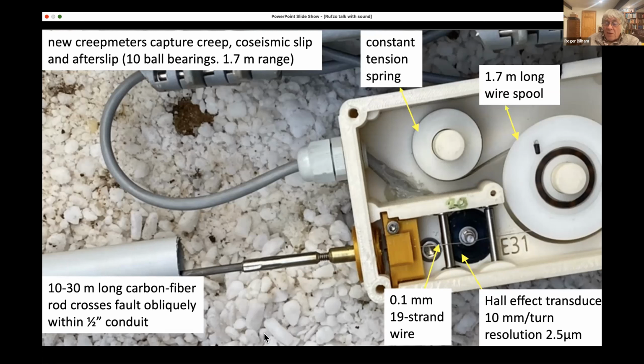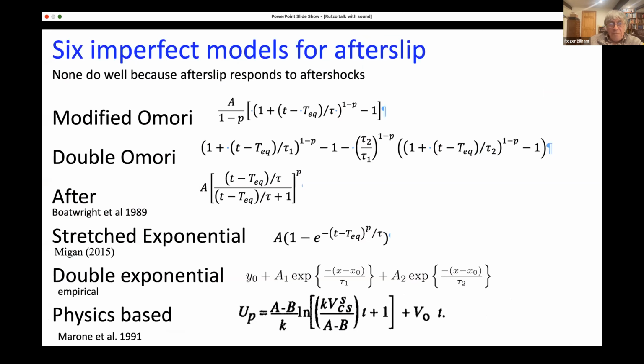The important thing about this type of instrument is that it can resolve a couple of microns of slip of the fault, and also accept slip of up to, and in this case, 1.7 meters, although we can make them with much larger range if needed. So here's a handful of afterslip curves. I'm not going to go into the details because none of them work.